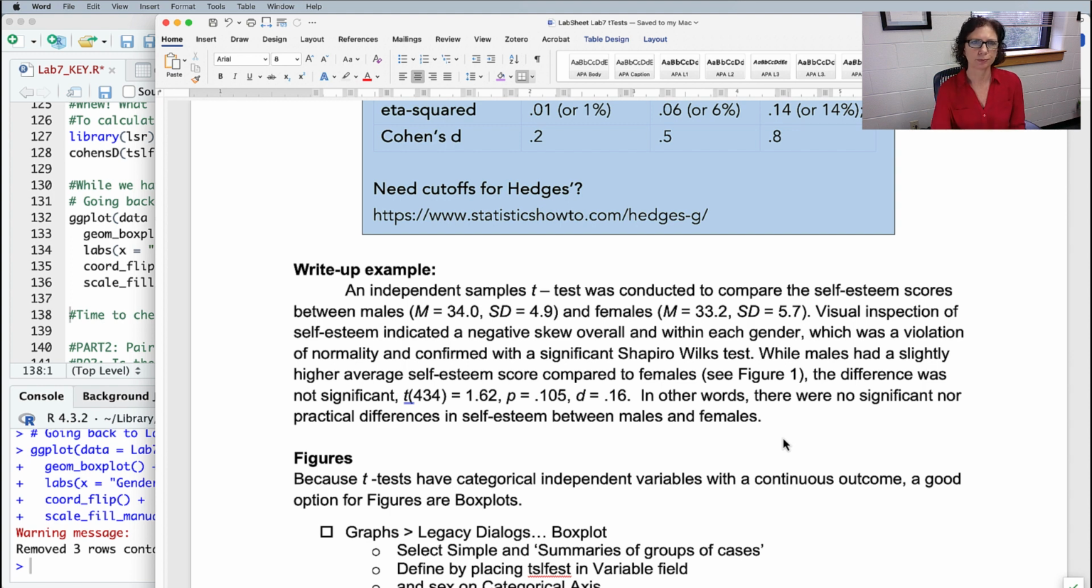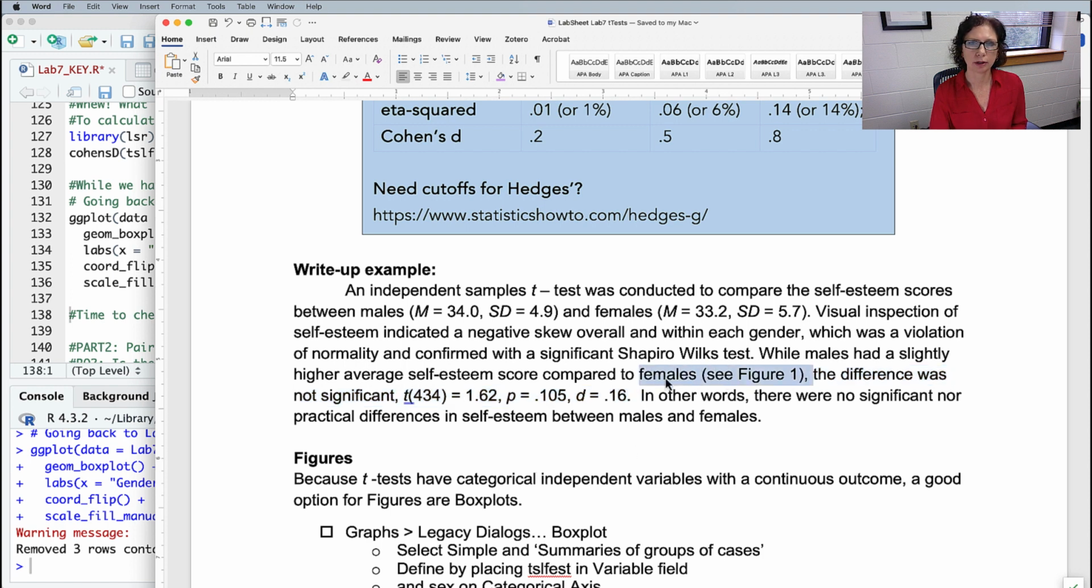So as usual, we let the reader know what type of test was conducted, what we were about, what variables were in it. We have the mean and standard deviation of total self-esteem for the males and the females. Told the reader about the visual inspection of the total self-esteem across both genders and the significant Shapiro-Wilk test. And then the information about the test. The difference was not significant, and there's my stats line.